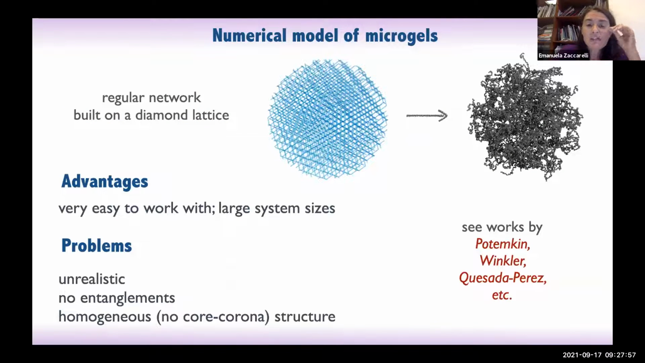So before we started this program, microgels were usually studied as regular networks, because this was the easiest thing to do. You build a regular network of a given lattice, and you put polymer chains all of the same lengths, and then you have a network. But you miss a lot of essential ingredients if you want to compare with experiments, in particular the fact that there are no entanglements, and that these are completely homogeneous, and they don't have the so-called core-corona structure of the microgel that I will tell you about in a minute.